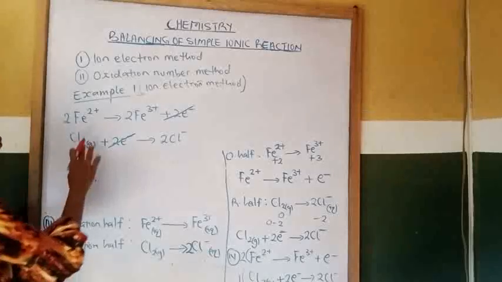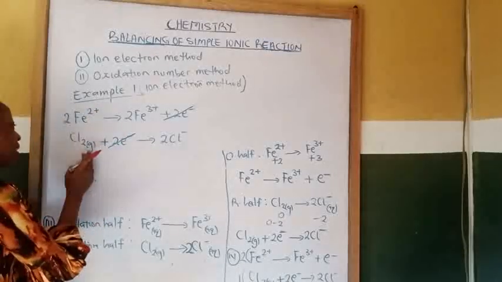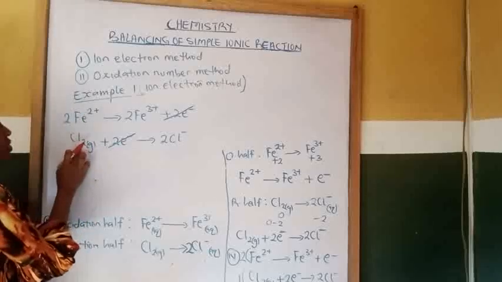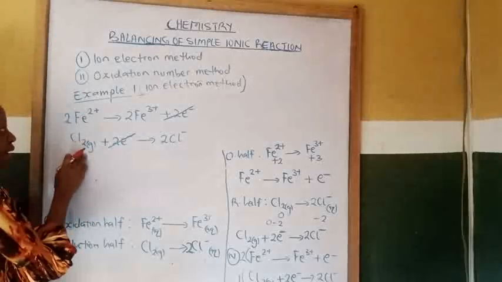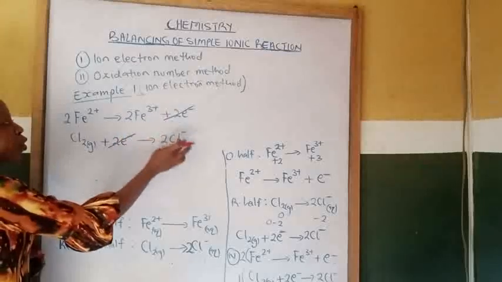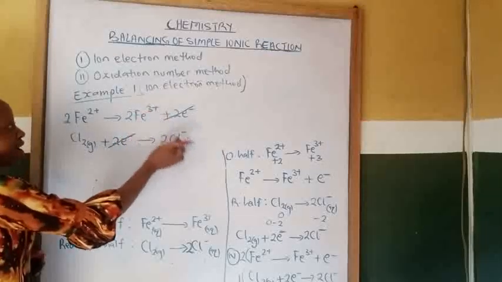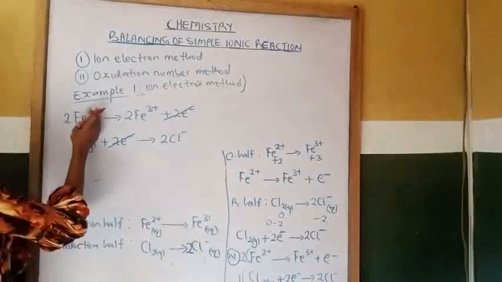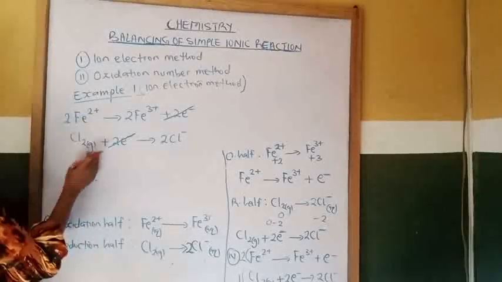Now, we are going to combine the reactant side from the first half reaction with the reactant side from the second half reaction. Then we combine the product sides from the two half reactions together. So let's combine the reactant side here together.